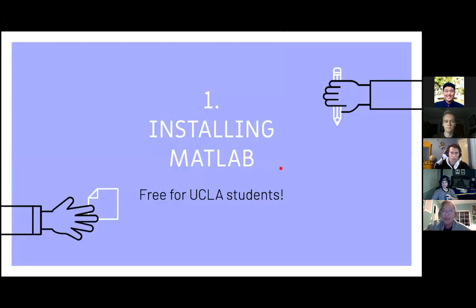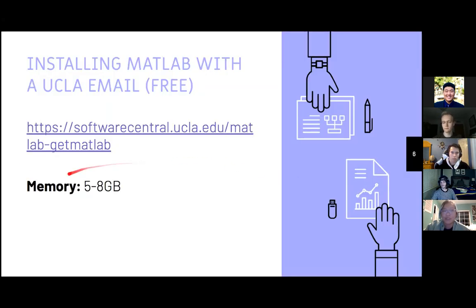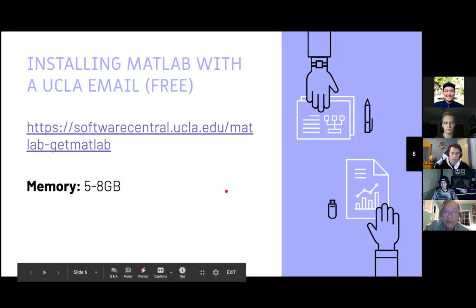And so our first step is installing MATLAB. Once again, it's free for UCLA students. It originally cost like 150 bucks. So, you know, swoop in, get this free software as a Bruin. You might have to free up some space on your computer because it's a few gigabytes, but click on this link over here and then you'll be redirected to some instructions on how to install MATLAB using your UCLA email. And we're going to wait a few minutes for people who haven't installed it yet so that they can get going.